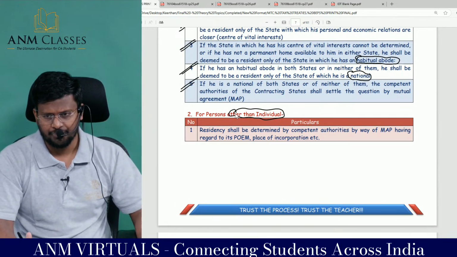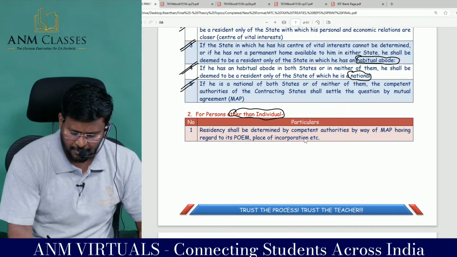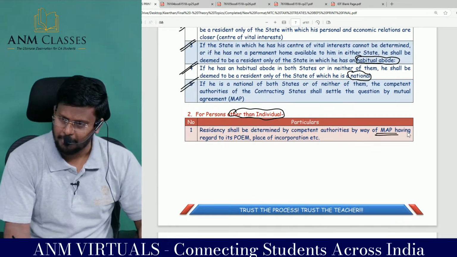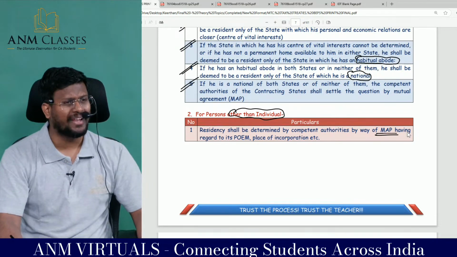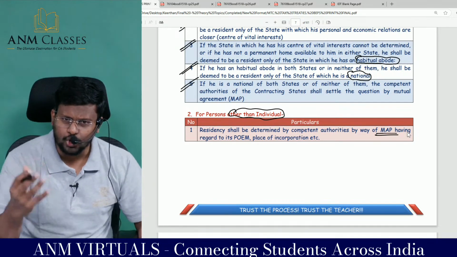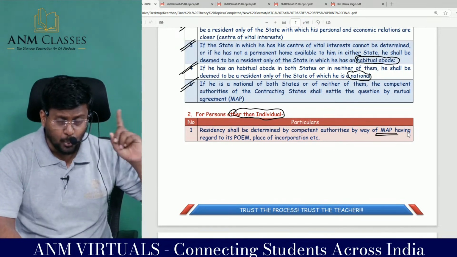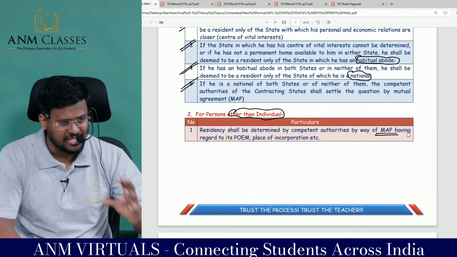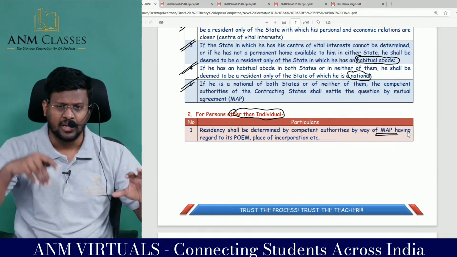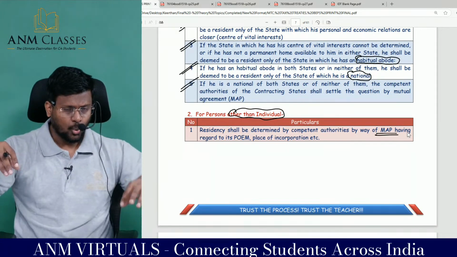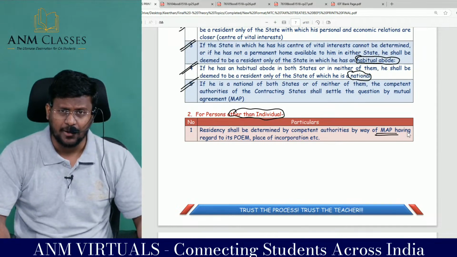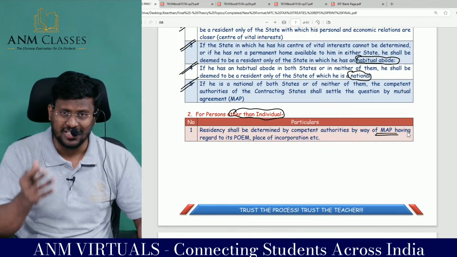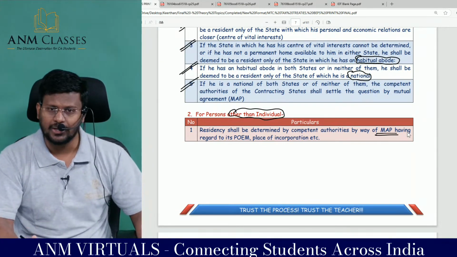What is step number 5? MAP. So residency shall be determined by the competent authority by way of MAP, having regard to its place of effective management, place of incorporation, etc. That MAP will decide the things based upon place of effective management. MAP will decide the things based upon place of incorporation. They will see where the company is incorporated, where its place of effective management is. And after looking into all those things, the competent authority will take a decision.